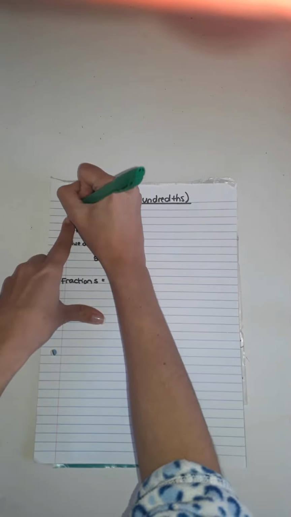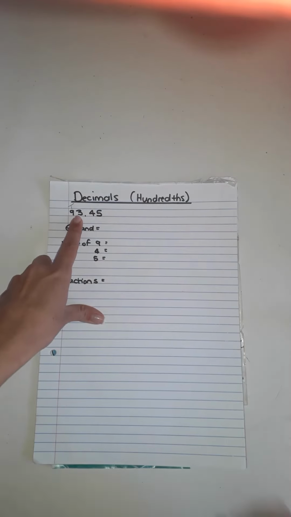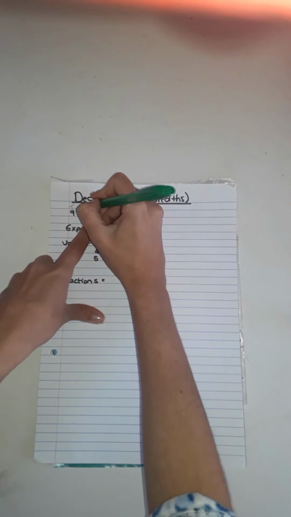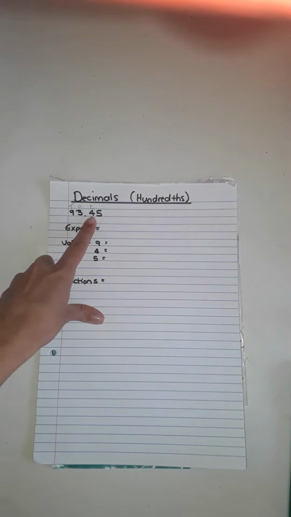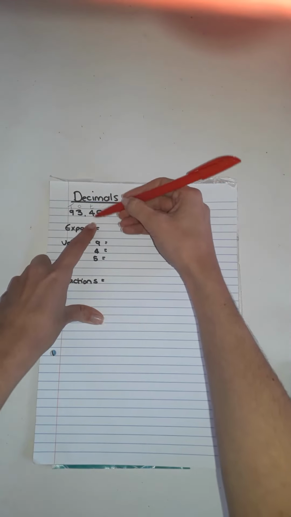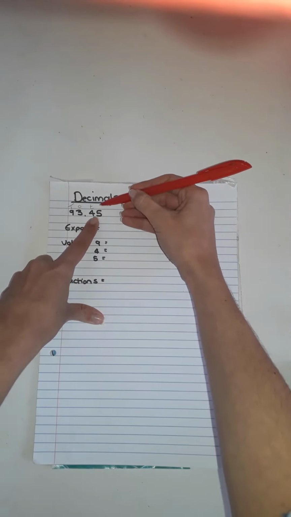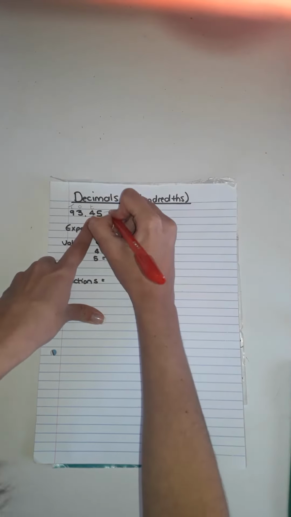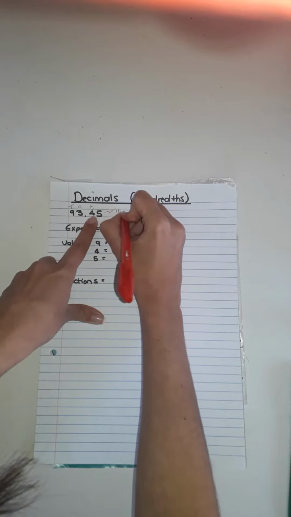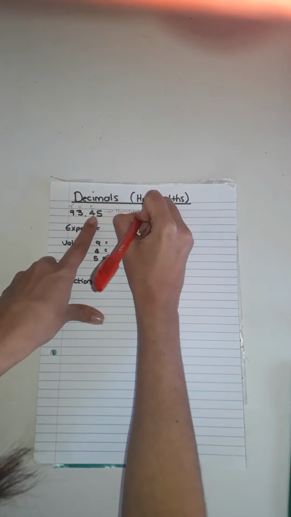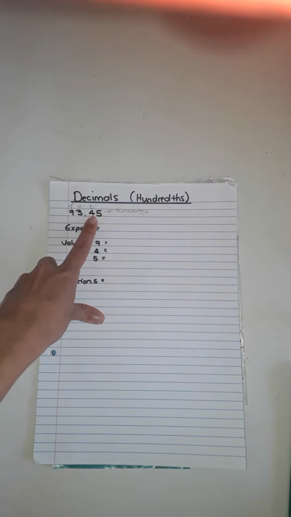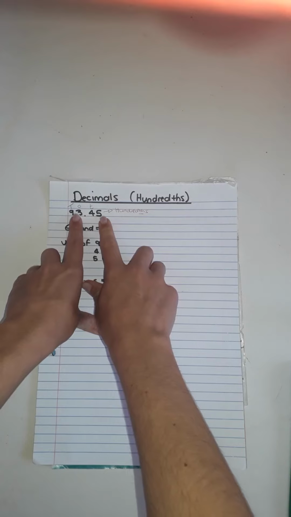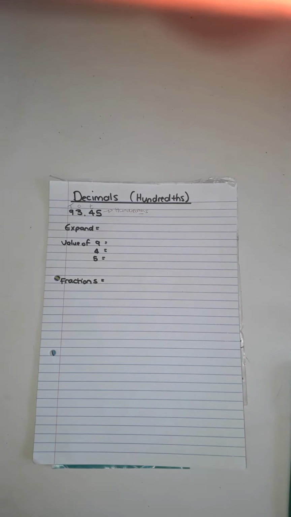9 I know is in the tens place. 3 I know is in the ones place. 4 I know is in the tenths place because we've already learned about that. And then I have another number in a place that we have not yet learned about. This place here, 2 places after the decimal, has a name and it is called the hundredths place, with a TH, the hundredths place.